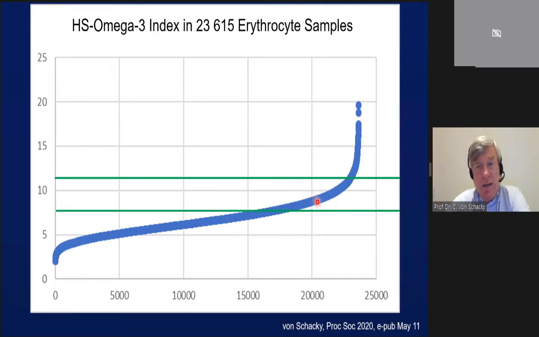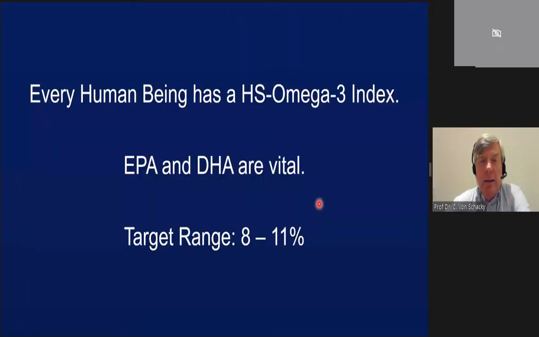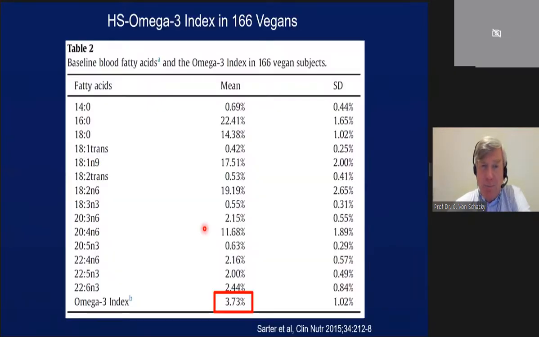And you don't get to see levels higher than 20, which, by the way, is also true for dolphins, who eat fish all day, and yet they don't have an omega-3 index above 20. So this seems to be tightly regulated, and it tells me every human being has an omega-3 index. EPA and DHA are vital, and we defined the target range as 8 to 11%.